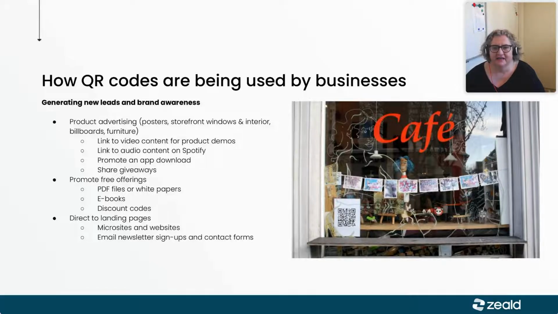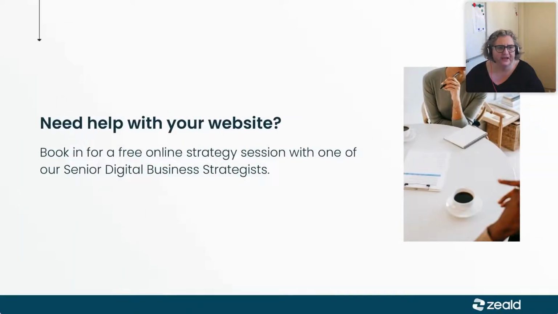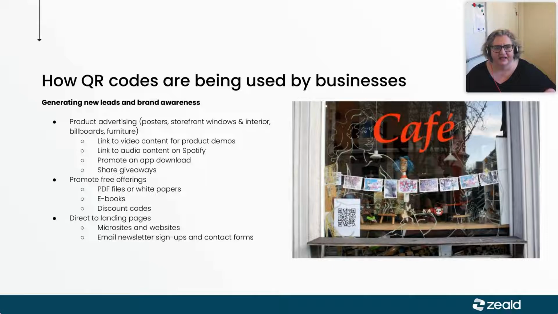And again, PDFs, white papers, ebooks, discount codes can all be done through the QR codes. And you can lead those direct to landing pages. You can create microsites and websites specific for them, or just specific landing pages. And you can also go through to specific pages for email signups and contact forms as well. So I think you can kind of see a few trends there.